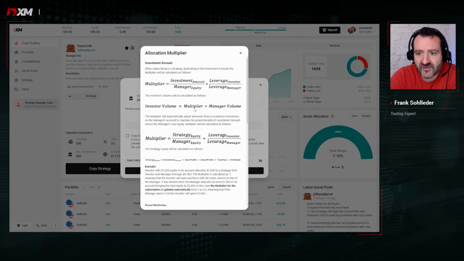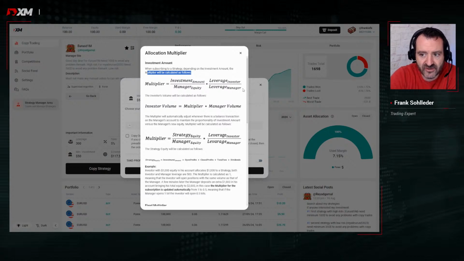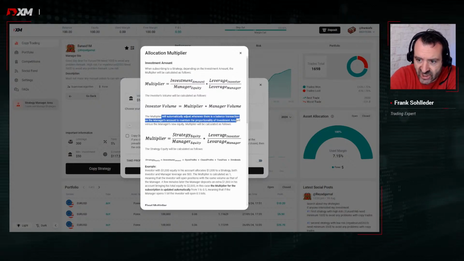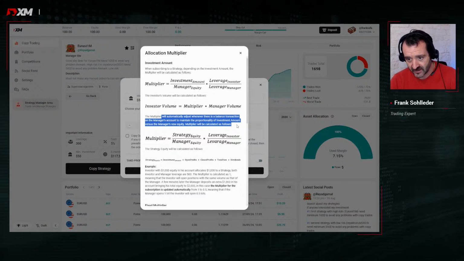Press here and it says, when subscribing to a strategy, depending on the investment amount, the multiplier will be calculated as follows. The multiplier is the investment amount divided by the manager equity, times the leverage of the investor divided by the leverage of the manager. And then we get to the multiplier. And the multiplier will automatically, this is important, adjust whenever there is a balance transaction on the manager's account to maintain the proportionality of investment amount versus manager's new equity.